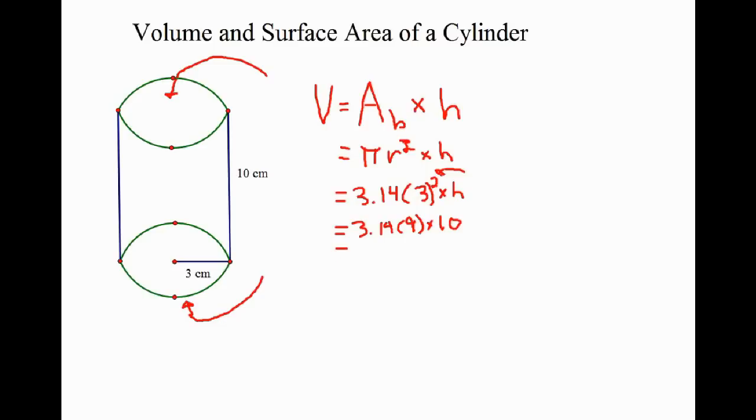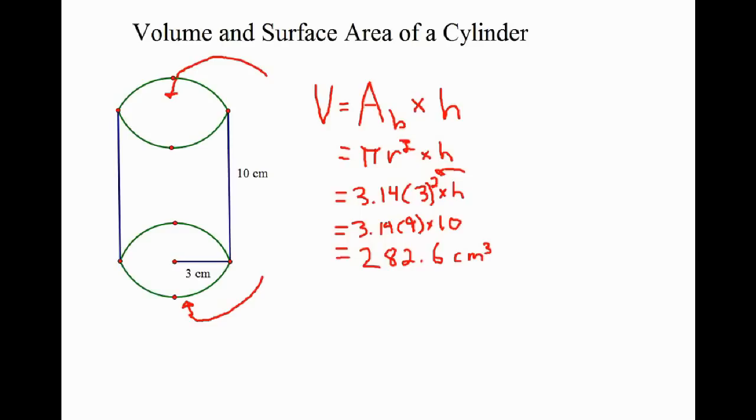So now when we multiply 3.14 times 9 times 10, we get 282.6. And because we're measuring volume here, we're measuring the size of a three-dimensional shape. That means that it'll be in units to the power of 3.